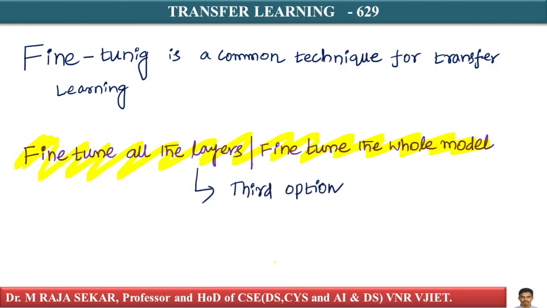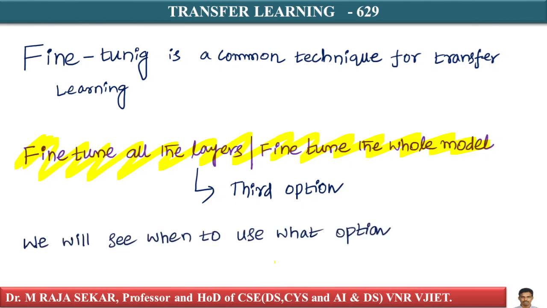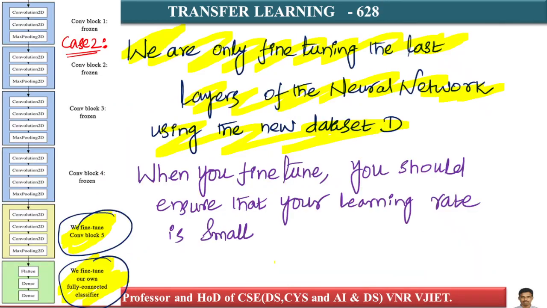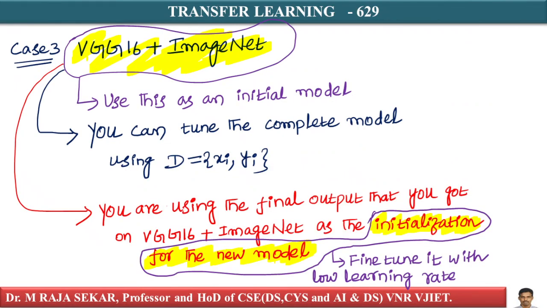The first option is don't fine tune anything. Just use CNN codes. Use the ConvNet as feature engineering. Second is just to fine tune the last layers. This we already discussed, isn't it? The third option is to use VGG16 plus ImageNet as initialization, and then fine tune the complete model using the new data set, isn't it? That's what we discussed.